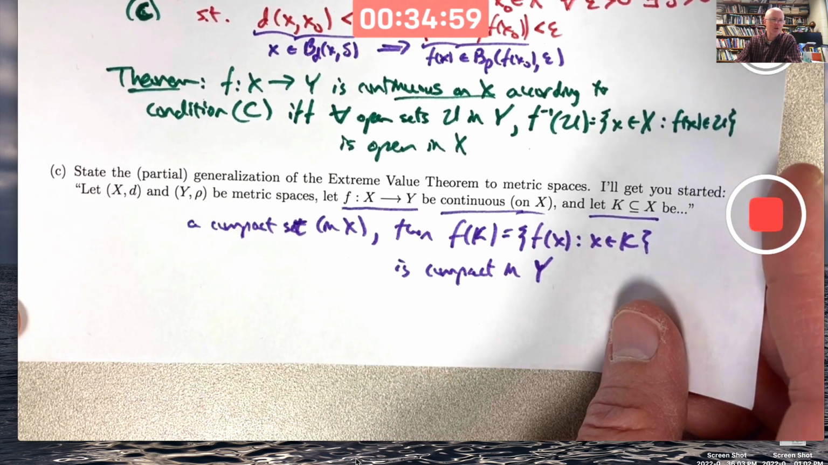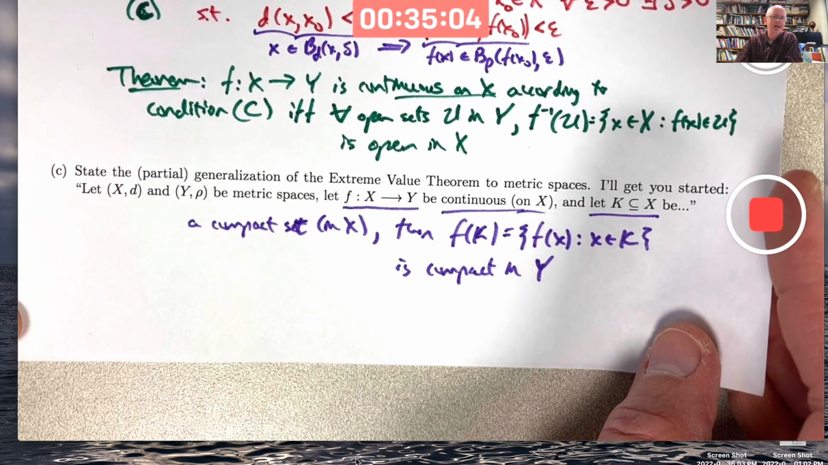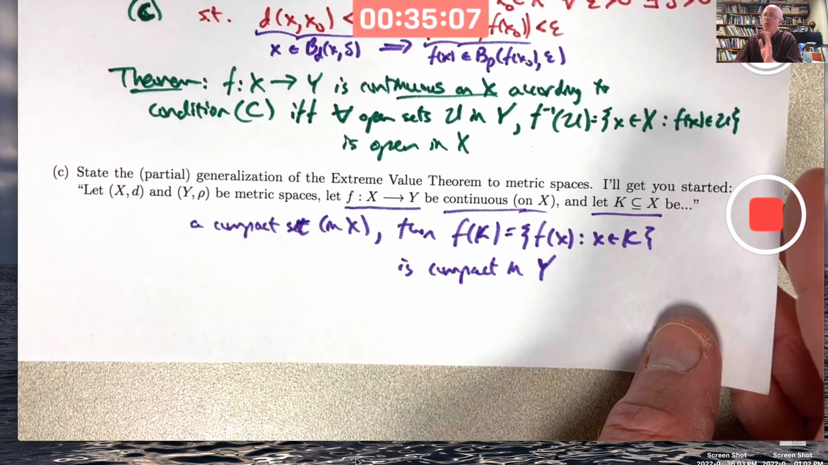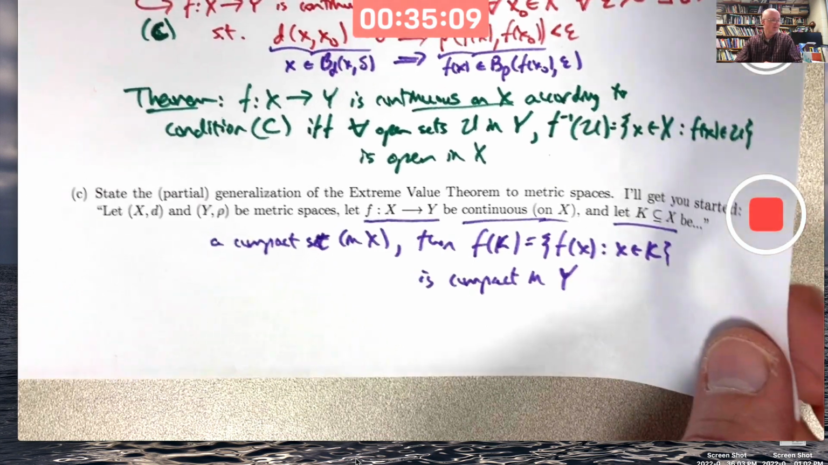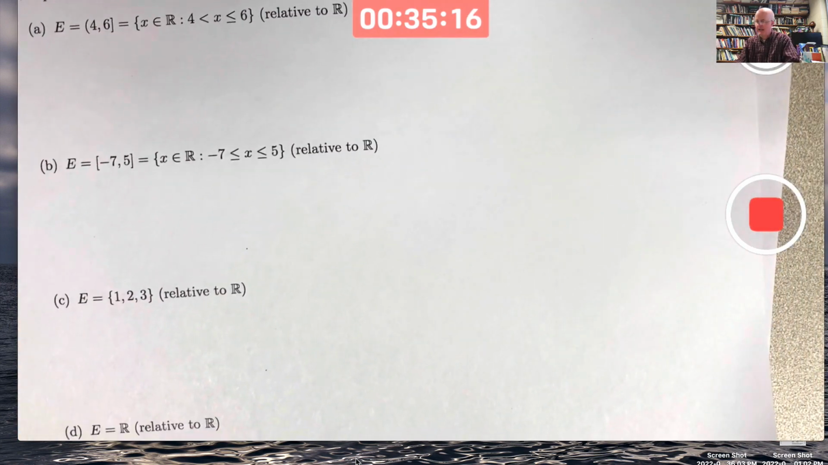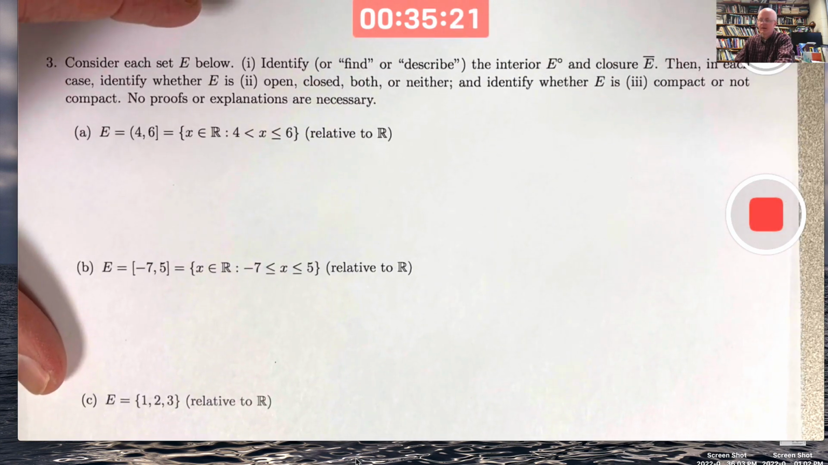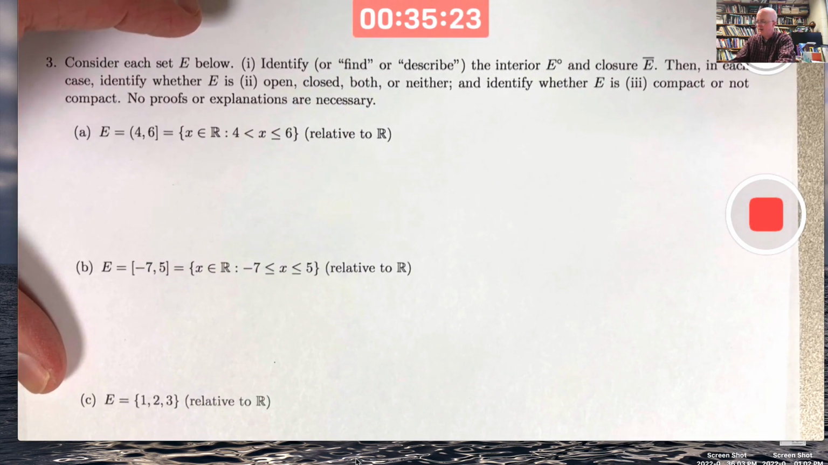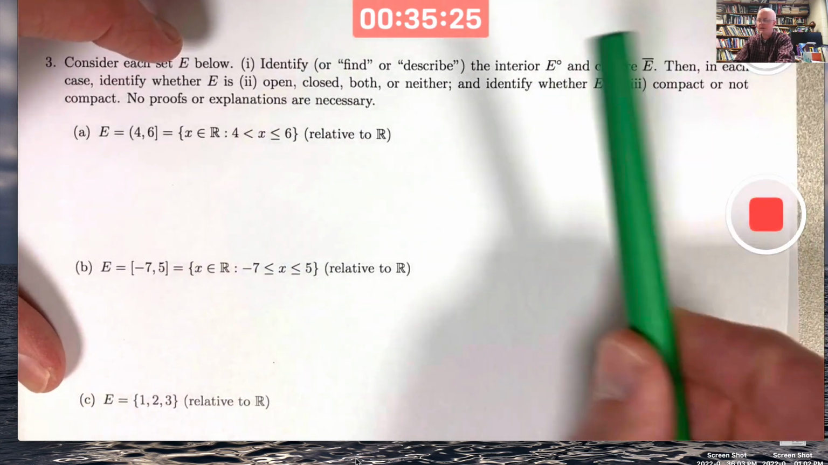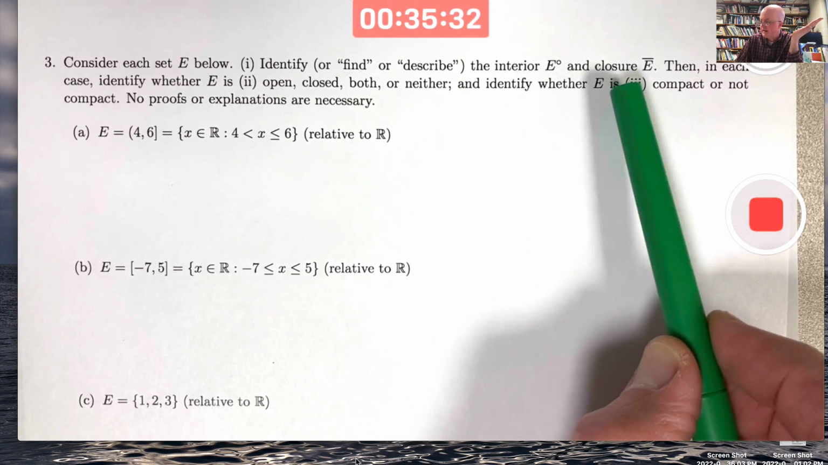There's also a generalization of the intermediate value theorem, which I'm not going to get into, which is related to the concept of connectedness. I don't want to take the time to get into connectedness, but you can look into that if you want. Next page. Examples that are related to interiors, derived sets, and closures. Consider each set E below. Identify the interior, E circle. Again, is that a degree symbol? No, I'll just say E circle, or just the interior. The closure.